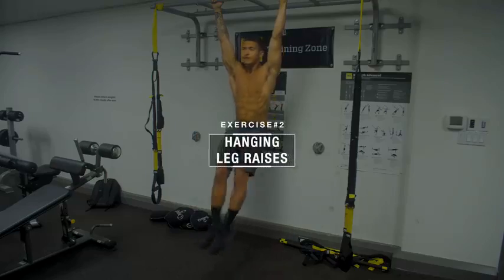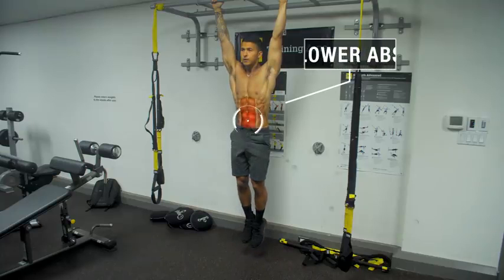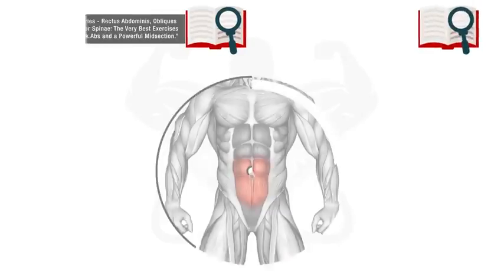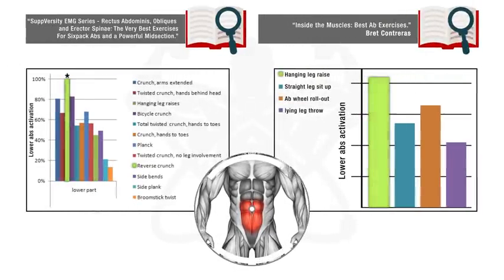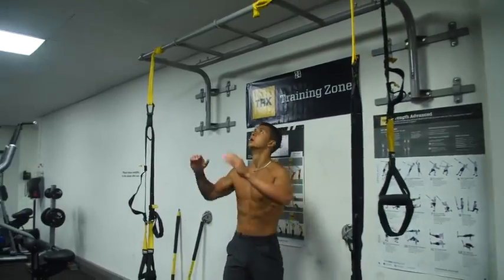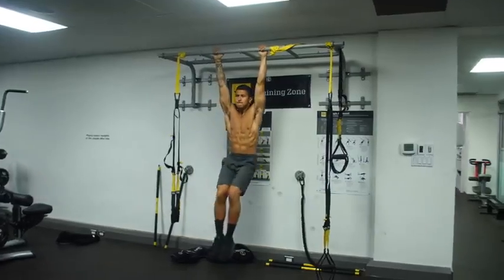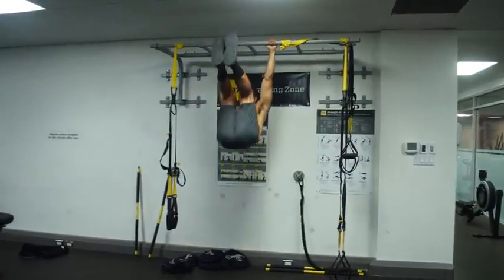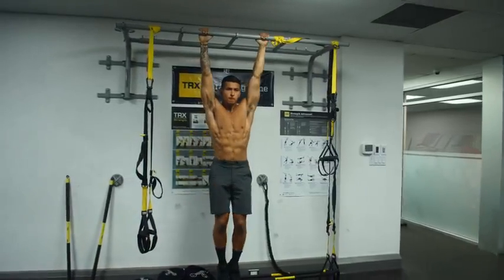Next, we're going to move on to the hanging leg raise, which is another bottom-up ab movement that's going to effectively hit the lower abs as a result. And in fact, this exercise was shown in 2 separate EMG analyses to elicit the highest lower abs activation when compared to several other abs exercises. However, just like with the reverse crunch, its effectiveness on lower ab activation is highly dependent on how you perform it, as this can again very easily become a hip flexor dominant movement when done incorrectly.